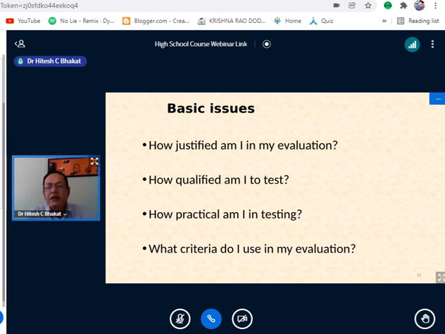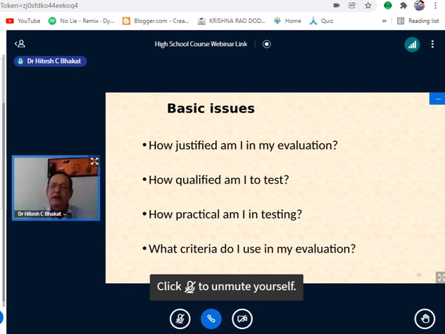the beneficiaries, and we talked about these four questions that we need to ask each time we go to the classroom. Teaching and testing go hand in hand, so there is no separate thing for evaluation. As we start teaching, we start evaluation as well. So we need to ask ourselves: how justified am I in my evaluation? How qualified am I to test? How practical am I in testing? And what criteria do I use in my evaluation?